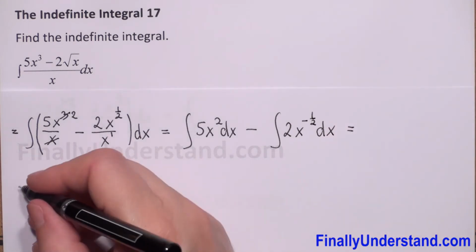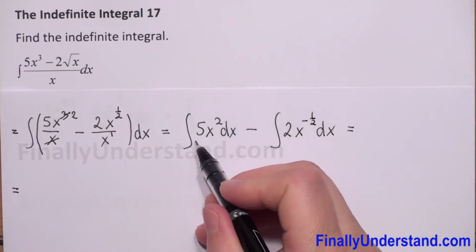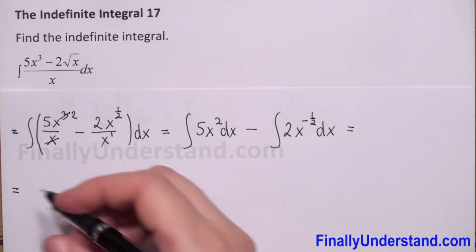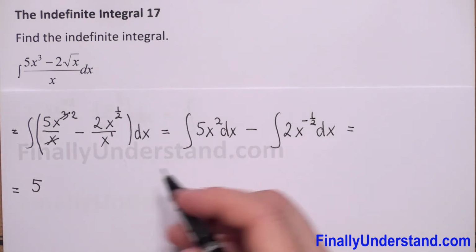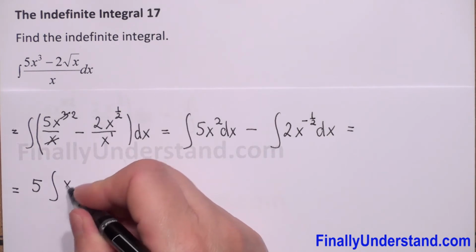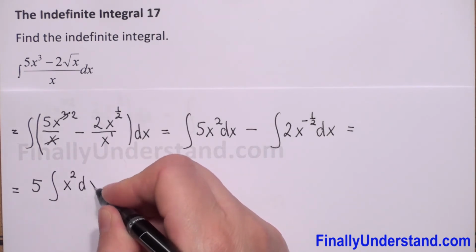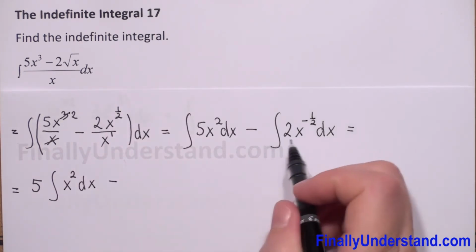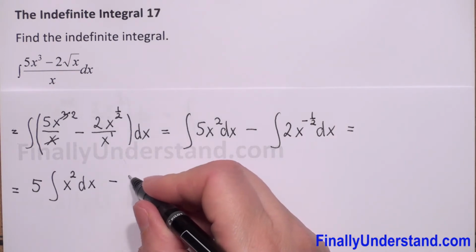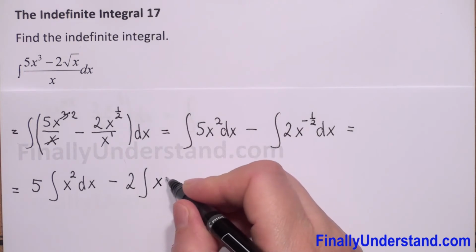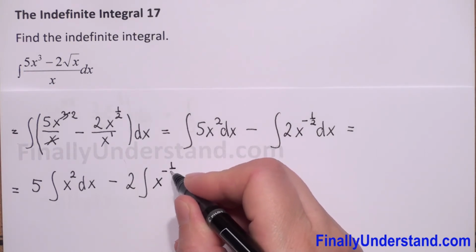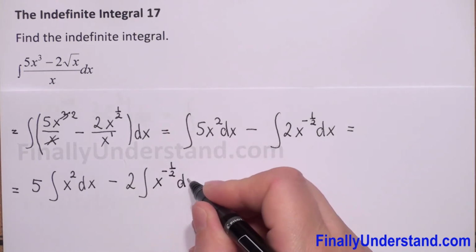This is equal. When we have an integral of a constant, we have to copy this constant first, and next we will have the integral of x squared with respect to x minus, we will take 2 before the integral, and we have the integral of x to the power negative 1/2 with respect to x.